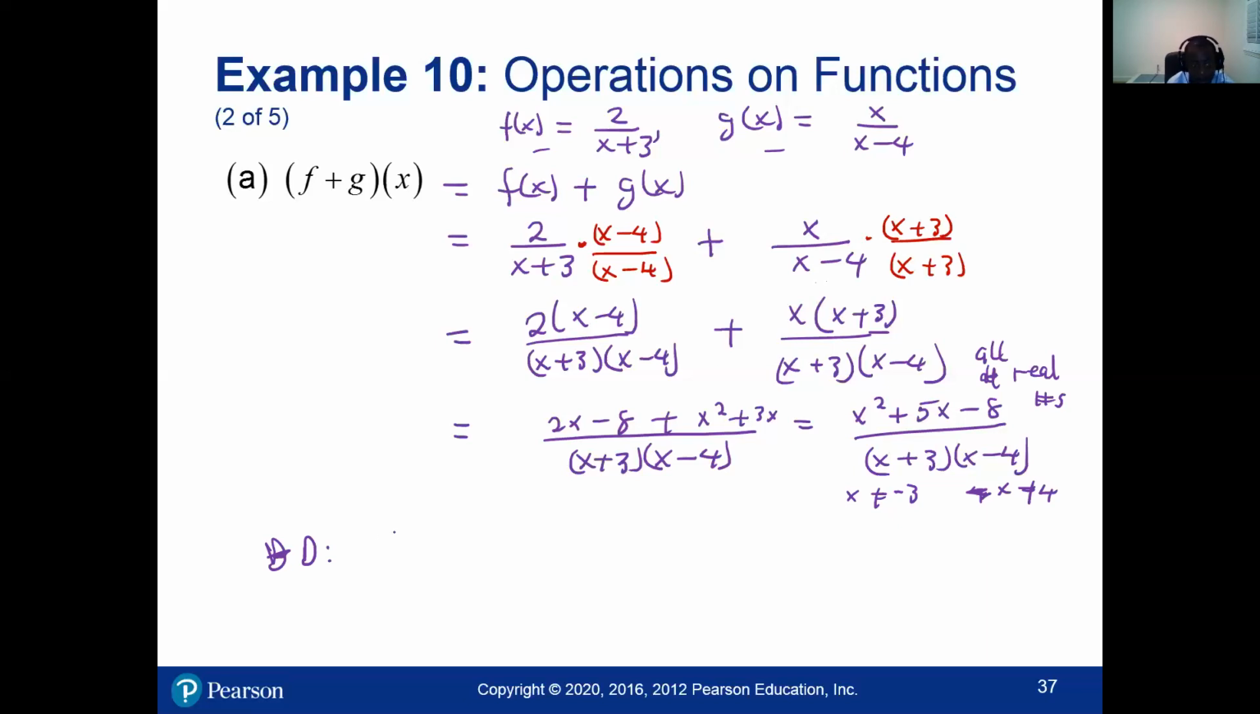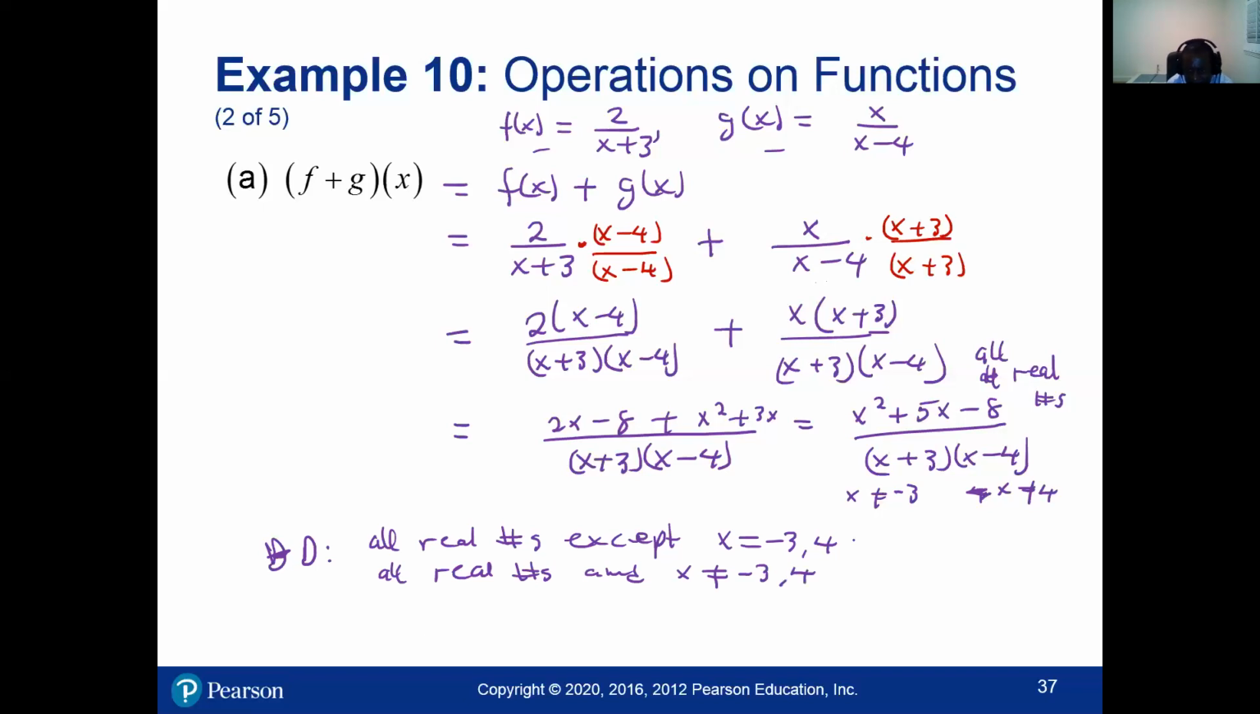So in this case, the domain, okay, D, if I denote by D, the domain is what? All real numbers, okay, all real numbers except x equal to what? -3 or equal to 4. Or you can say that all real numbers is another way to say that. All real numbers and x is not equal to -3 and 4.